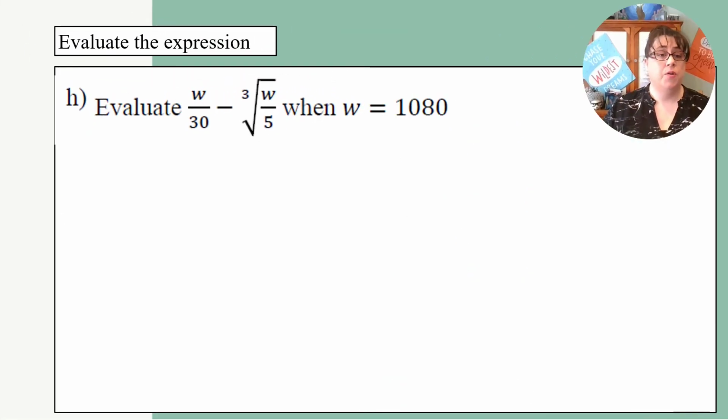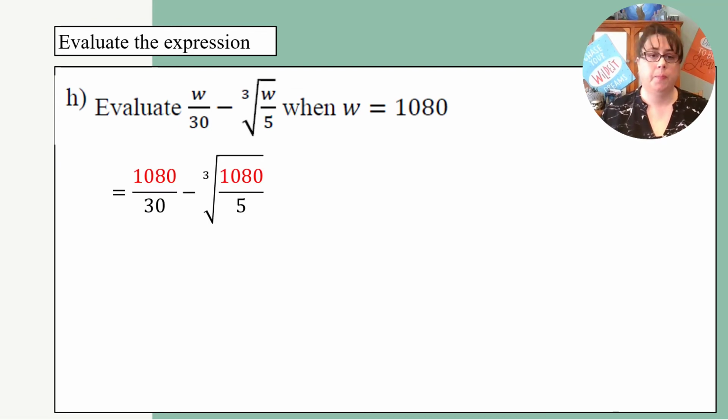So on H, we're going to evaluate W divided by 30 minus the cube root of W divided by 5 when W is equal to 1080. So we have to begin this problem by substituting in 1080 for W. So that's what your first line should look like: 1080 divided by 30 minus the cube root of 1080 divided by 5.